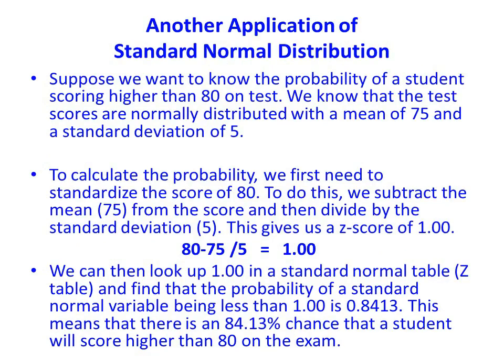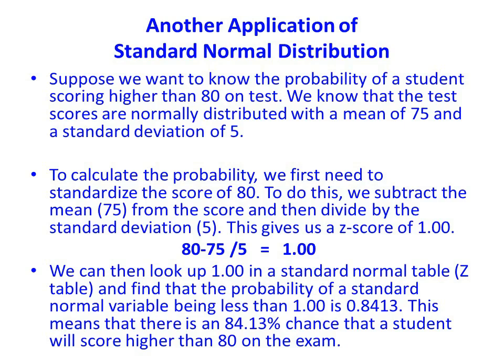Another application of standard normal distribution. Suppose we want to know the probability of a student scoring higher than 80 on a test. We know that the test scores are normally distributed with a mean of 75 and a standard deviation of 5. To calculate the probability, we first need to standardize the score of 80. To do this, we subtract the mean of 75 from the score and then divide by the standard deviation of 5. This gives us a z-score of 1.00. 80 minus 75 divided by 5 equals 1.00.